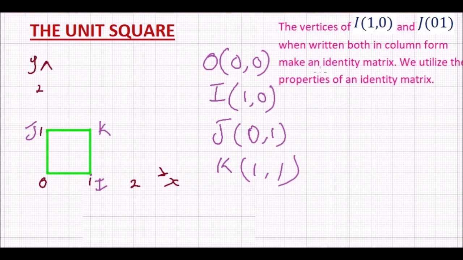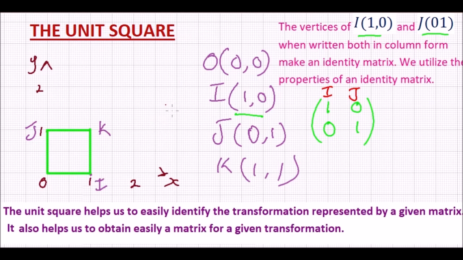So we are saying that the vertices of I, which is (1, 0), and J, when written both in column form, make an identity matrix. We utilize the properties of an identity matrix to help us identify the matrix of transformation. So here we have, this is our I. I can be written as (1, 0) in column form, and J can be written as (0, 1). We put the bracket. So you note here that this is an identity matrix, whereby this is our I and this is our J.